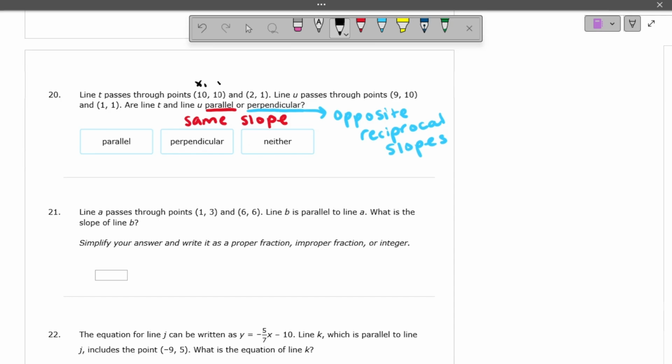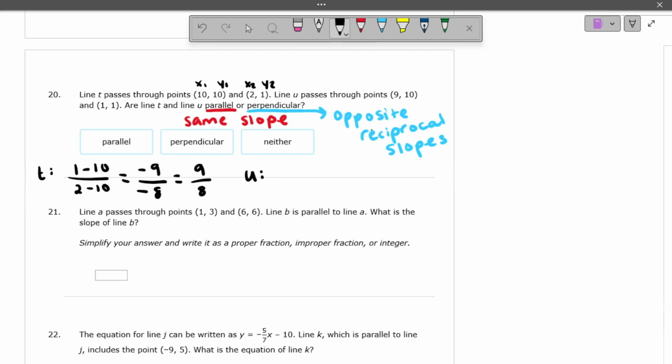So first we'll do x1, y1, x2, y2 for those. So we have 1 minus 10 over 2 minus 10. I'm just going to say this is for line t right here, since that's what line t is saying. So 1 minus 10 is a negative 9. 2 minus 10 is a negative 8. So our negatives cancel, and this looks to be just 9 over 8, the slope of our line t.